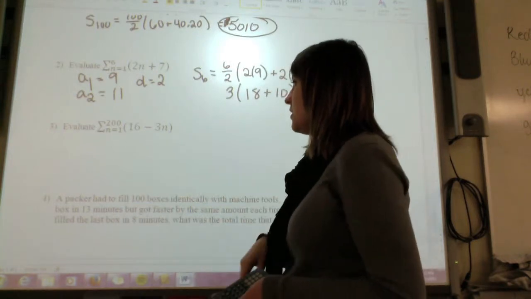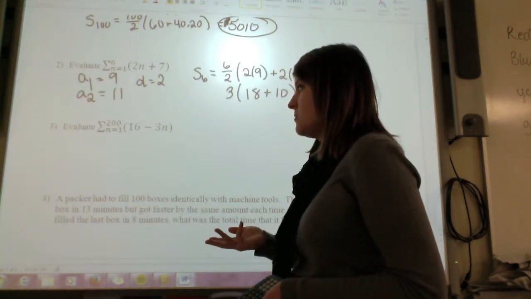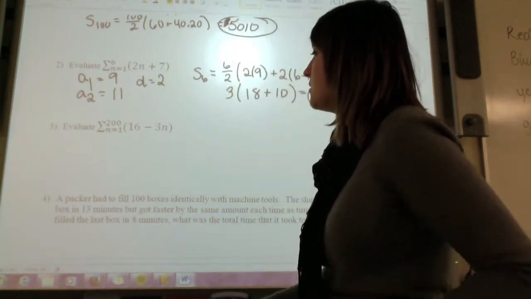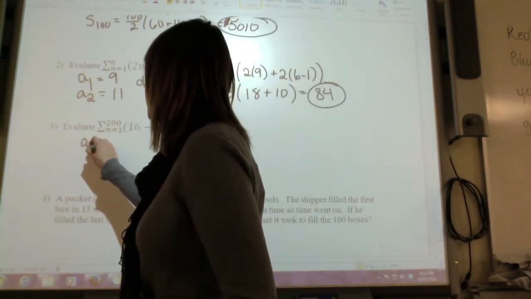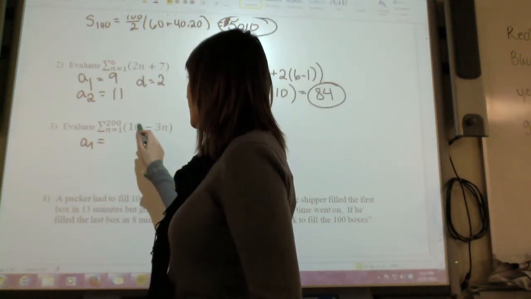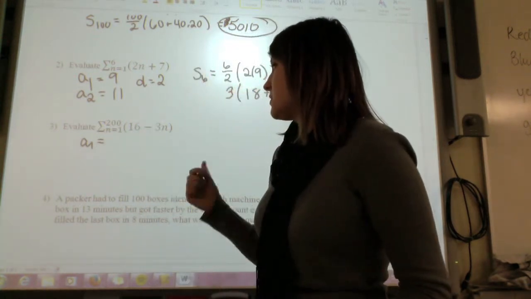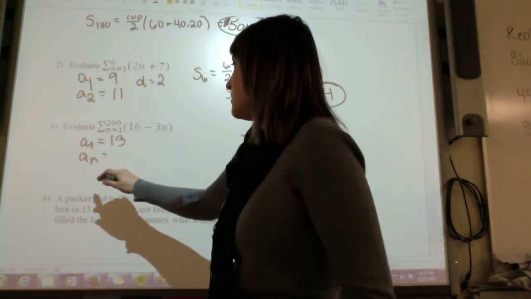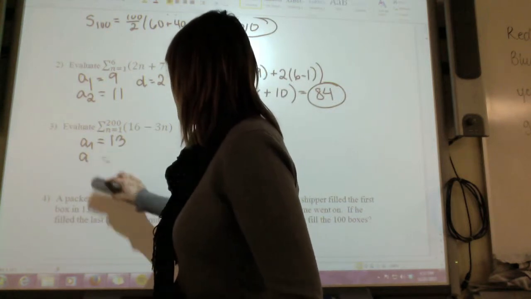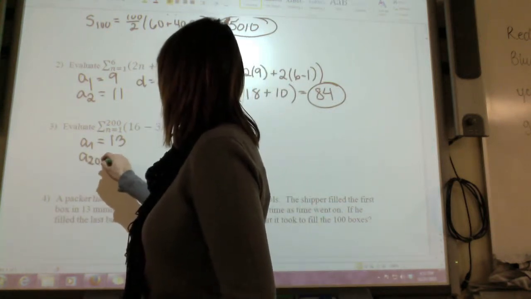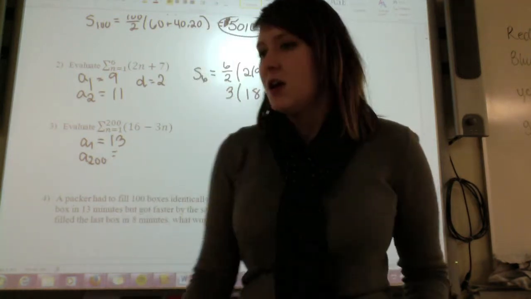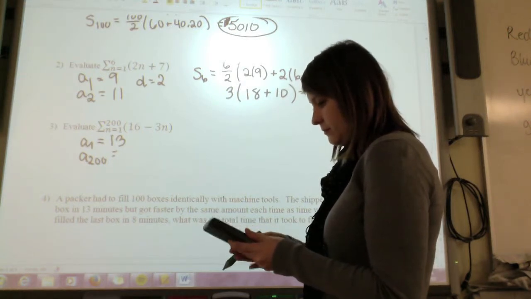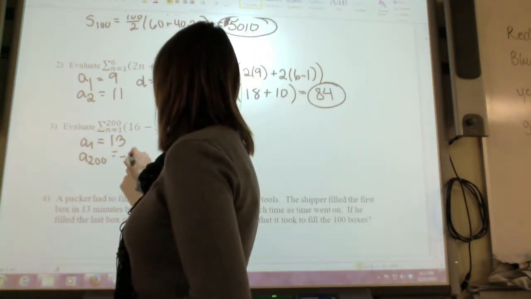Now I can do the same thing here. For this formula, I'm just going to use the first term and the last term just because I used the other formula last time. I want to make sure you guys know how to use them both. So if I want to find my first term, remember that's when I plug in a 1 here. So I've got 16 minus 3 times 1, that's 16 minus 3, which is 13. If I want to find my last term, in this case it is 200. So I'm trying to find my 200th term. Well, if I plug in a 200, I have 16 minus 3 times 200, which gives me negative 584.